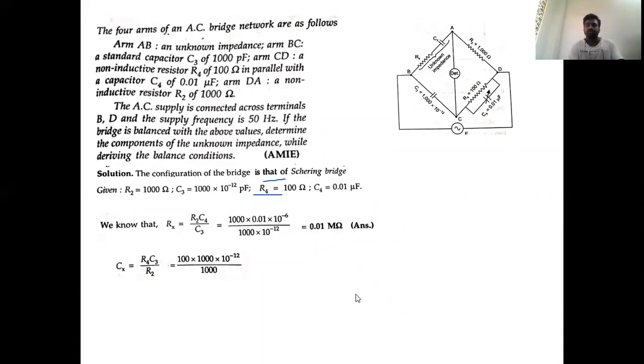Simple. There is no calculation here. This 1000 will get cancelled. Answer is 100 picofarad. Most of the people got the same answer, that is 100 picofarad. Solve the next problem.